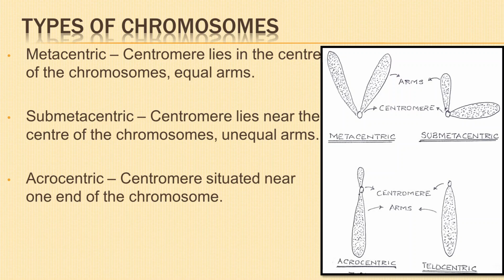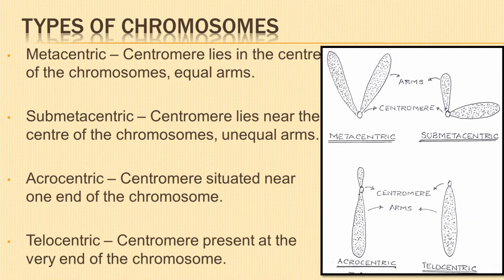Third, acrocentric chromosome. Centromere is situated near one end of the chromosome. One arm of the chromosome is very short. Other arm is long. It appears J-shaped in anaphase. Finally, telocentric chromosome. Centromere is present at the very end of the chromosome. It shows only one arm and appears rod-shaped.